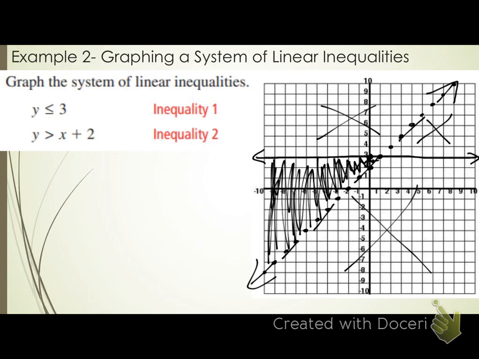Would ordered pairs right here on this dashed line next to the shaded region be solutions or no? No, because it's a dashed line, right? What about ordered pairs on this solid line next to the shaded region? Yes, because it's a solid line. Those are included. What about the point of intersection right here of our 2 lines?